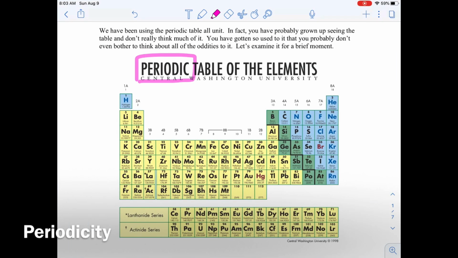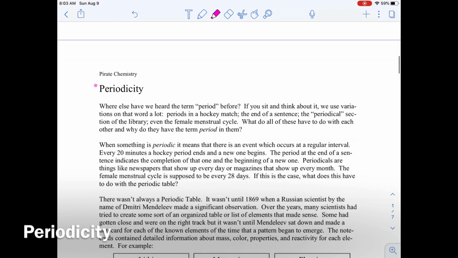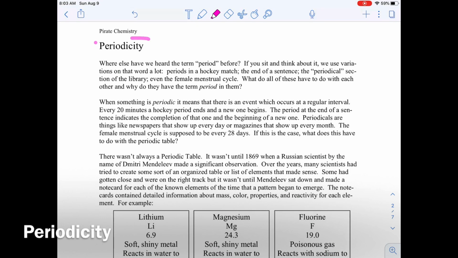Now, looking at this periodic table of elements, we've talked about Mendeleev. We've talked about how we organize it. What we're going to look at is periodicity, what it is, how it works. The word period, I've used it in multiple ways. You have periods in a hockey match, you have a period at the end of a sentence, you have periodicals in the library, and you even have the female menstrual cycle, which is a period. All that is, it's a repeating, regular interval of time.